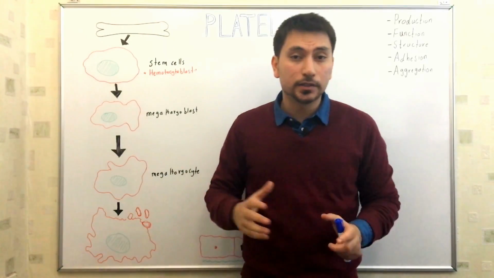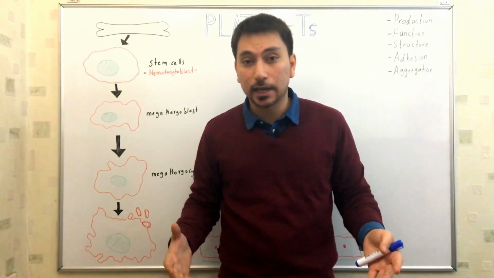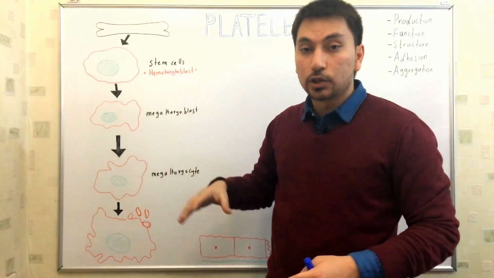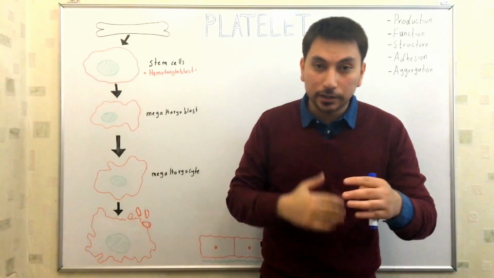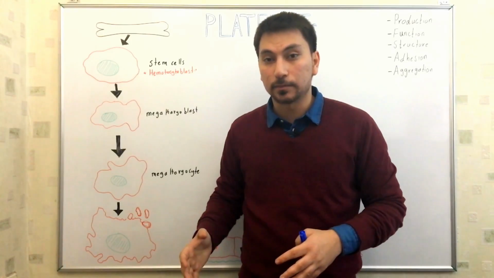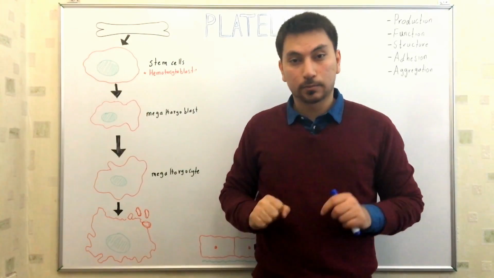So we just learned how platelets are produced. There are some diseases, for example aplastic bone marrow or aplastic anemia, when there is a problem with this stem cell. So there are no platelets, or a decrease in the production of platelets, red blood cells and white blood cells. So there are some diseases which affect this process.